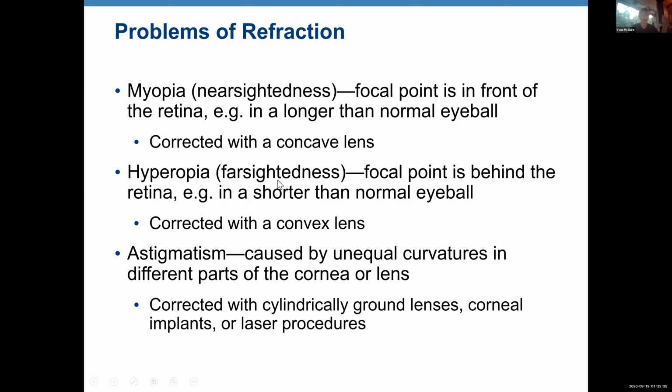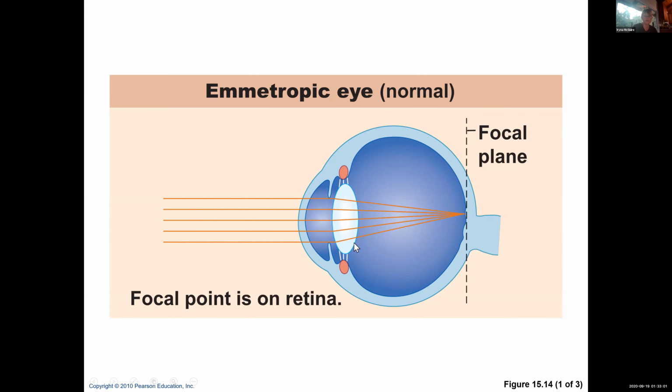Hyperopia, or farsightedness, is when the focal point is behind the retina, and it's because the eyeball is too short. It's corrected with convex lenses. Astigmatism is caused by unequal curvature in different parts of the cornea or lens, and corrected with cylindrically ground lenses, corneal implants, or laser procedures.